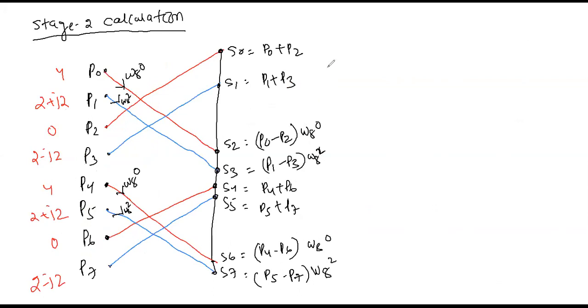Equations are there. It's very simple. P0 plus P2 means what? 4 plus 0. It is 4. Yes or not? Similarly, P1 plus P3. P1 is 2 plus j2. P3 is 2 minus j2. Again it is 4. Okay. Similarly, P0 minus P2. P0 is 4. P2 is 0. 4 minus 0 is 4. Omega at 0 is 1. So again it is 4. Okay, like this you will calculate. You will get all fours.